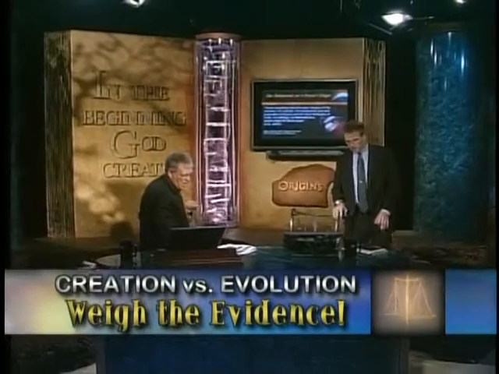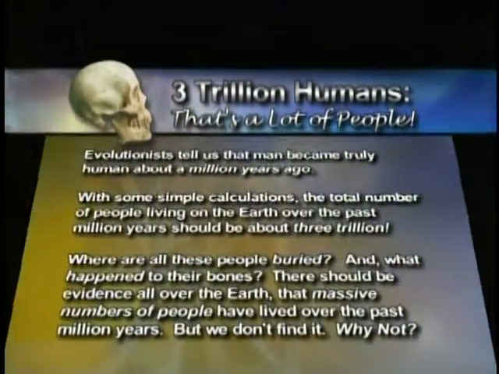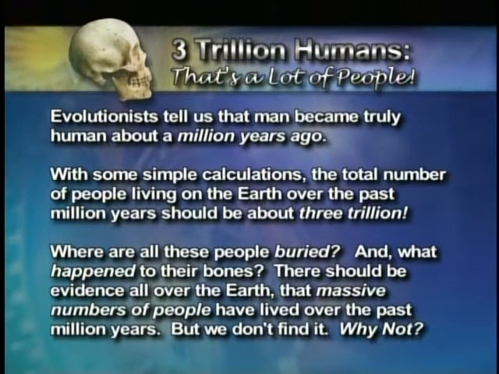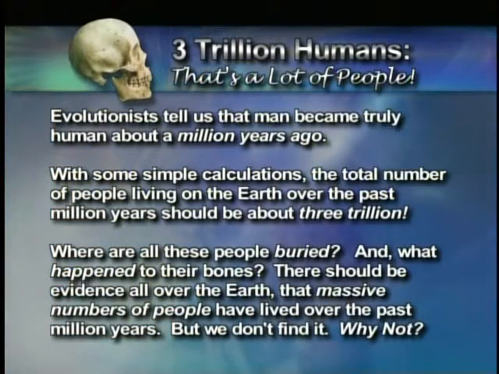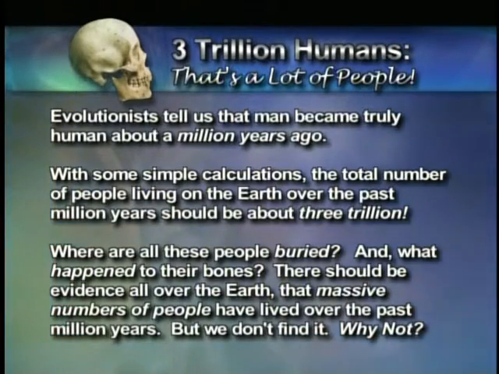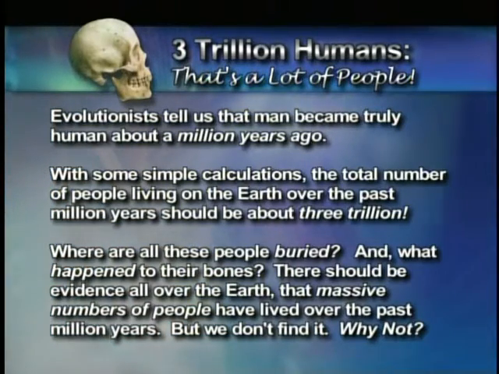Creation versus evolution. You weigh the evidence. 3 trillion humans. That's a lot of people. Evolutionists tell us that man became truly human about 1 million years ago. With some simple calculations, the total number of people living on the Earth over the past 1 million years should be about 3 trillion. Where are all these people buried? And what happened to their bones? There should be evidence all over the Earth that massive numbers of people have lived over the past 1 million years. But we don't find it. Why not?